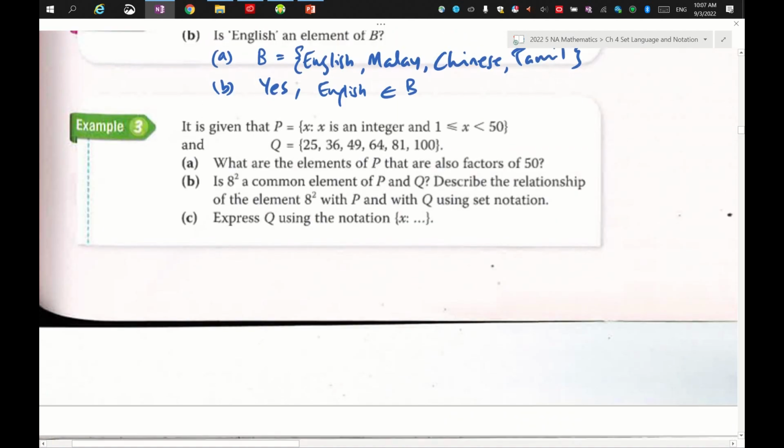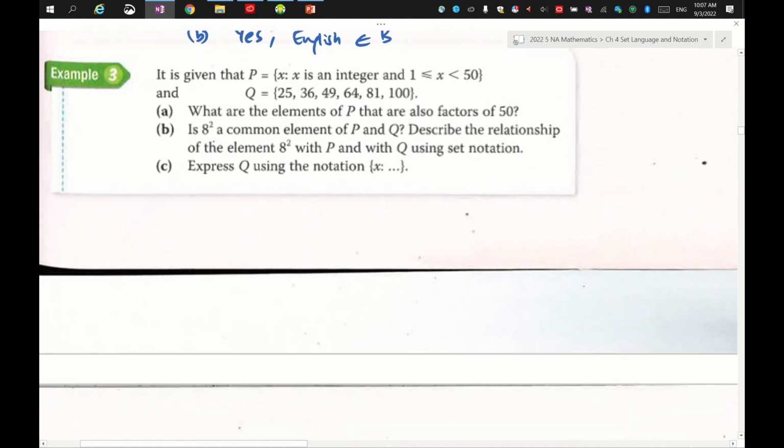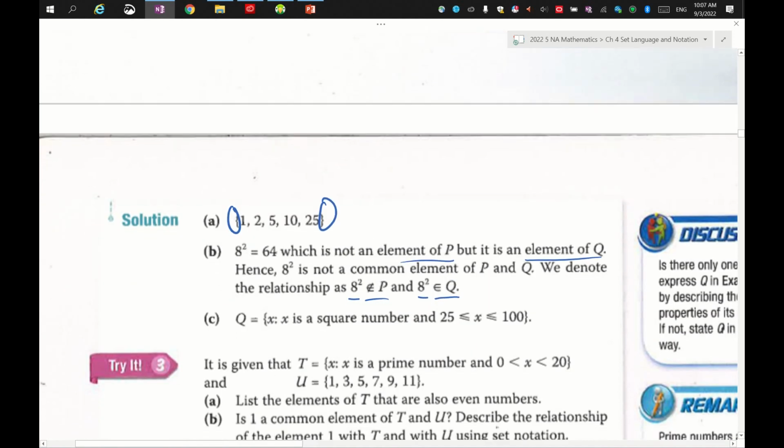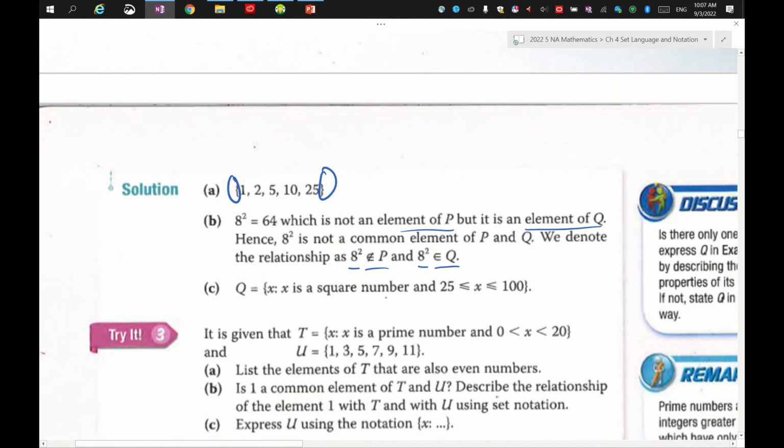And finally, for part C, express Q using the notation. Okay, we've done that before already. These are just perfect squares. It's a perfect square, and they gave a range from 25 to 100. Kind of like what we did just now. We said it is less than 26. We said it could be less than 36. We could have just said it is less than or equal to 25.